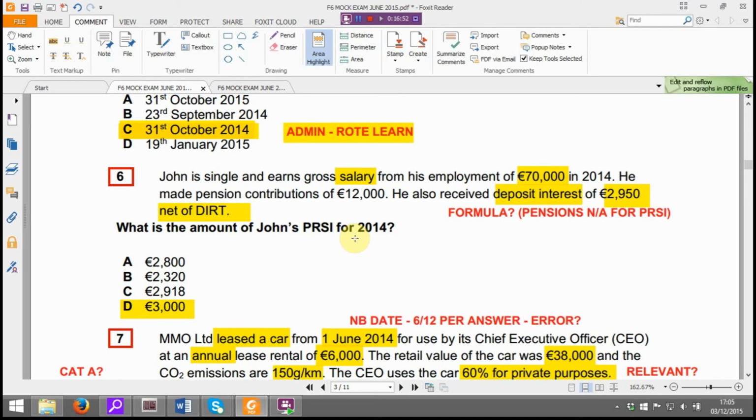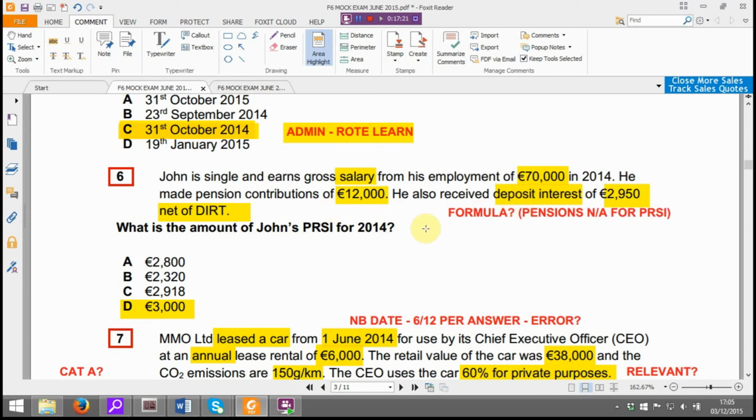Quite popular, PRSI calculations, and I guess well suited to multiple choice questions or MCQ questions, along with USC, of course. Okay, so we've got this individual, John. He has a salary of 70,000. He's made pension contributions of 12,000, and he also has some deposit interest or DIRT interest of 2,950. And they're asking, what's the amount of PRSI payable?